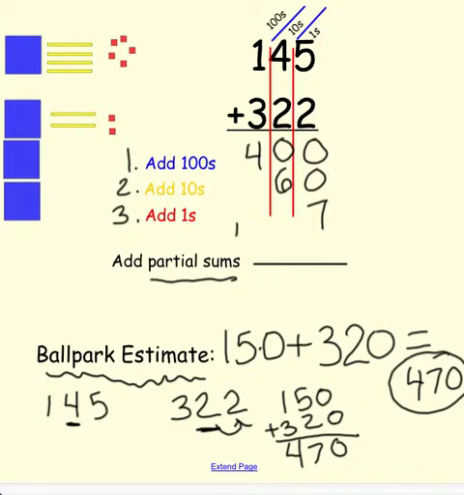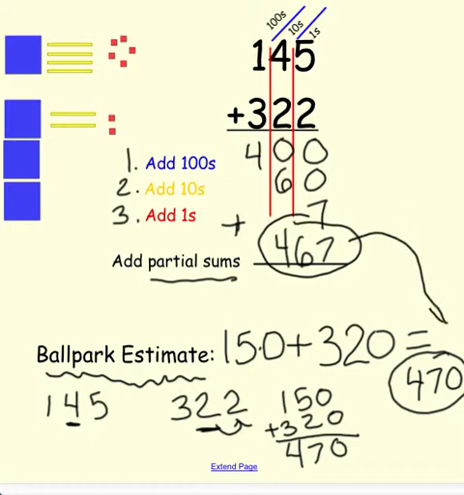Now we add the parts. Now we're done. We add these parts up. 0, 0, and 7 is 7. 0 and 6 is 6. 4 and nothing is 4. Our final answer is 467. Were we close to our ballpark estimate of 470? Yes, we were. These were very close.